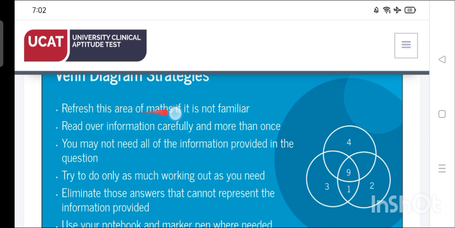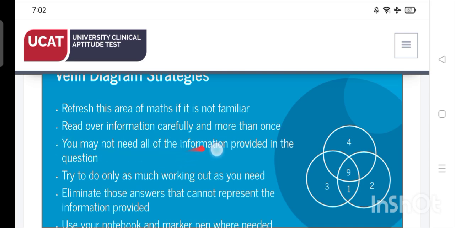So refresh this area of maths if it is not familiar. If you are not familiar with this type of question, with this part of the maths, you can refresh it, review it. Review the information carefully and more than once. You can practice these questions, and then read over this information many times, very carefully, try to understand it, and then you can conclude your answers.